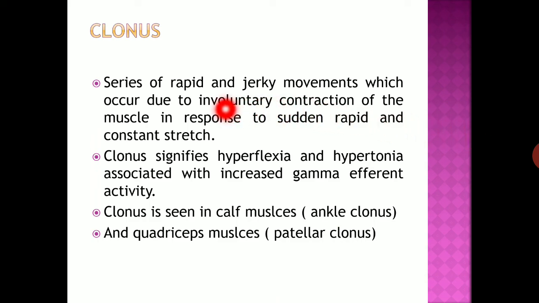Clonus, series of rapid and jerky movements which occur due to involuntary contraction of muscle in response to sudden, rapid and constant stretch. It signifies hyperreflexia and hypertonia associated with increased gamma efferent activity. Clonus is seen in calf muscle. It is known as ankle clonus, and in quadriceps muscles it is known as patellar clonus.